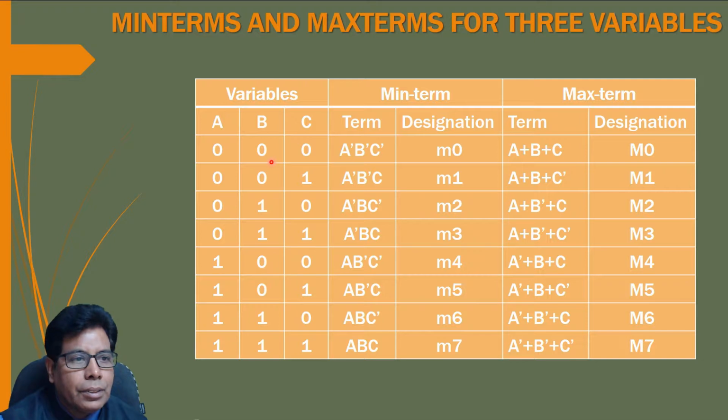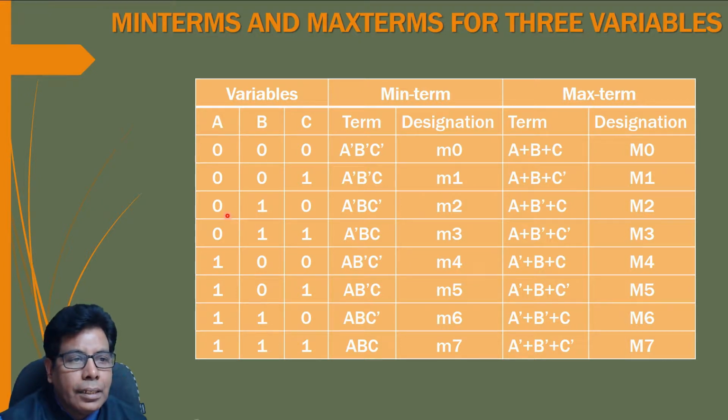If you take the first term, it is 0, 0, 0. Now here all of A, B, C are 0. So that's why we take the minterm as A dash, B dash, C dash and represent it as m0. Then 0, 0, 1 will be A dash, B dash and C. Now this is 1, so it will be kept as it is, and if it is 0, we will take it with a dash.